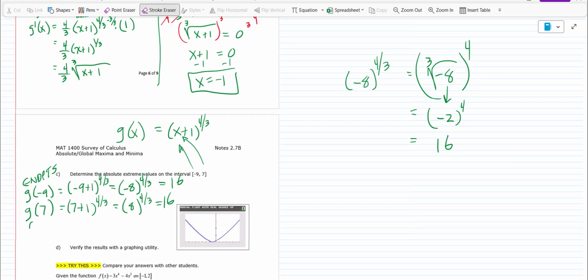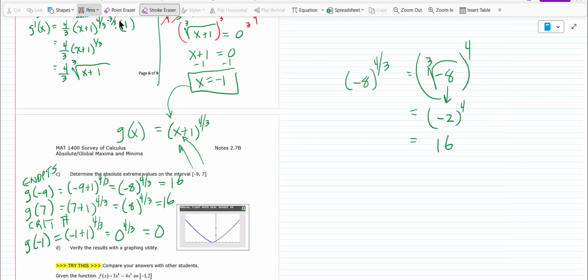Okay. Now what you need to do is you need to do the critical number, and the critical number was -1. So you're going to do g of -1. So now just plug -1 into the original function. You get -1 plus 1 to the 4/3. That is 0 to the 4/3. So that is equal to 0. Okay, so see what you're always doing is plugging the endpoints and the critical numbers into your function.